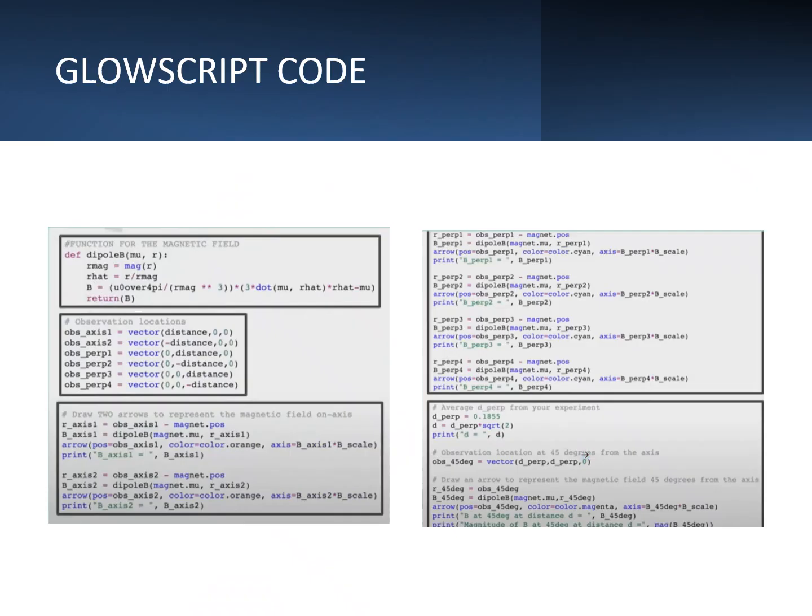This is my GlowScript code. On the left side, you see the function for the magnetic field. Underneath that are the observation locations, and then underneath that is just the code to draw the 2 arrows in the output. On the right side, you just see a bunch of the equations used to find r perp, and then to find the D value for distance.